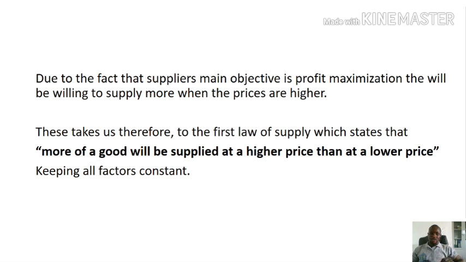Okay, now this takes us therefore to the first law of supply, which states that more of a good is supplied at a higher price than at a lower price. Now, if we look at the first law of demand, we said consumers are willing to consume or buy goods at a lower price than at a higher price. While suppliers are willing to supply more goods in the market at a higher price than at a lower price.